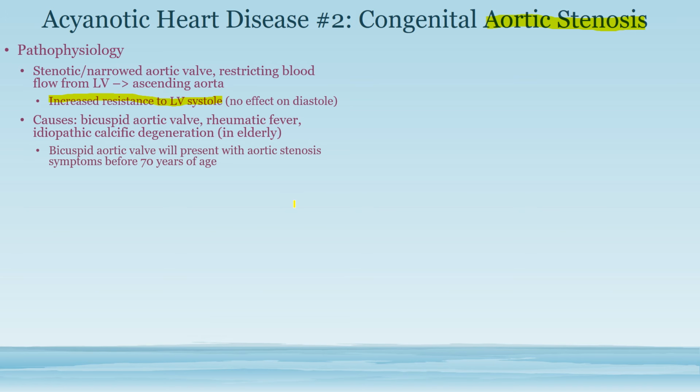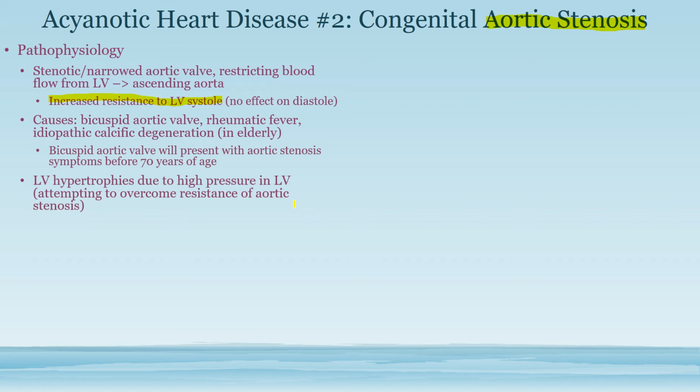You can have a bicuspid aortic valve, and if you have a bicuspid valve, you will get the aortic stenosis symptoms, such as the murmur and other effects, before 70 years of age. And if it's idiopathic calcific degeneration, that'll happen after 70 years of age. As we talked about before, the left ventricle will hypertrophy because of the high pressure in the left ventricle trying to overcome the resistance of the aortic stenosis. So you'll get a very large left ventricle as a result, and EKG will show left ventricular hypertrophy.